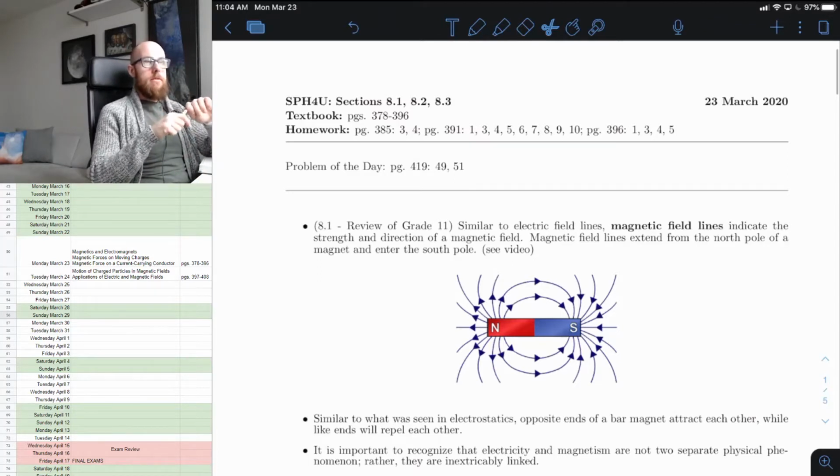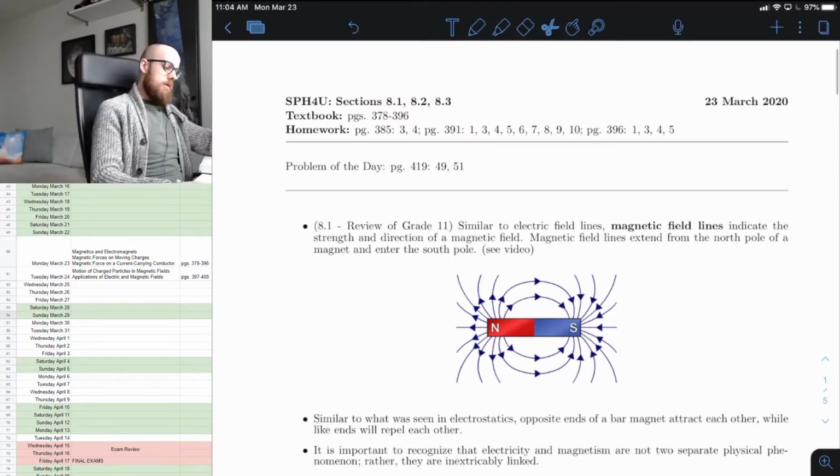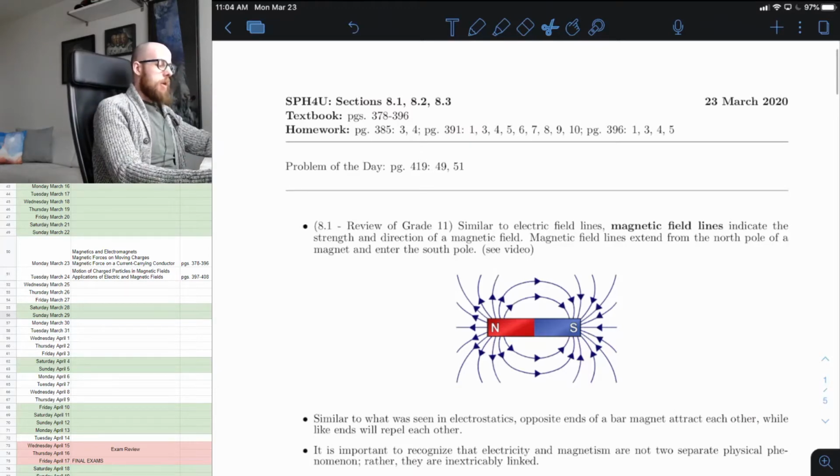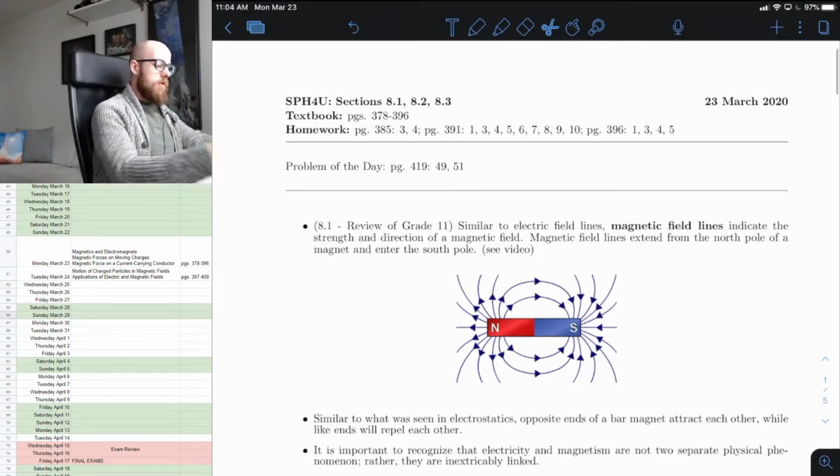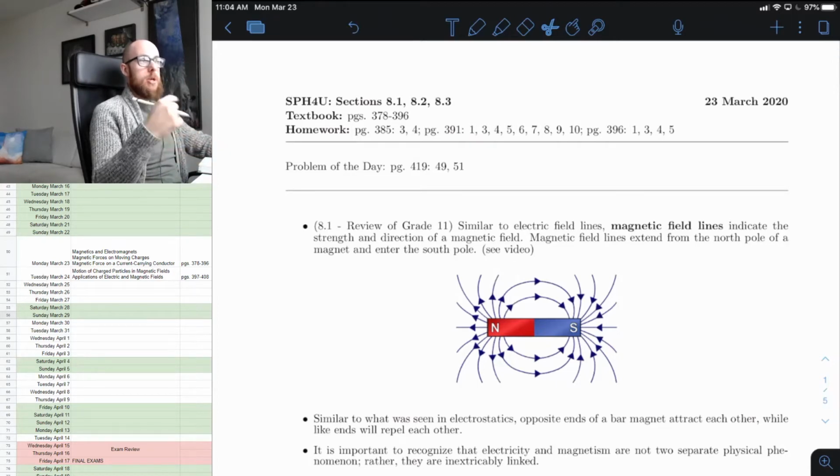So all of the concepts that we developed with electric fields, for instance, the force that's exerted on a charged particle, will still apply here. We will still be determining forces on charged particles, except that the formulas are going to be a little bit different. What we're going to see is that the force actually depends on the speed at which the charges are moving, and that's the one main difference between these two fields.